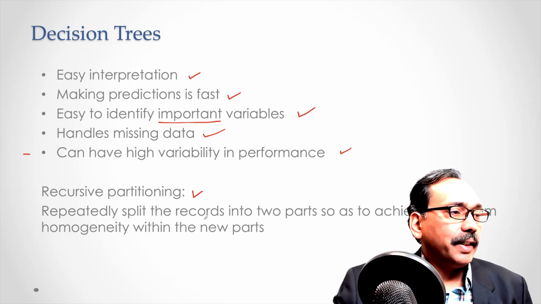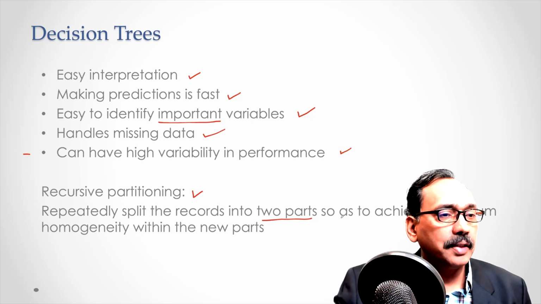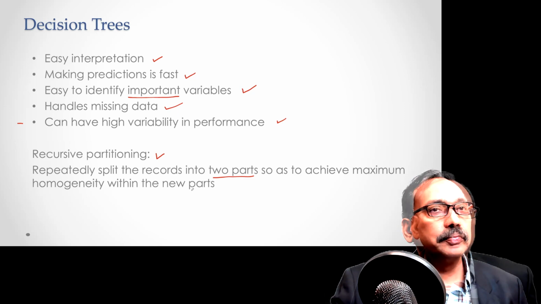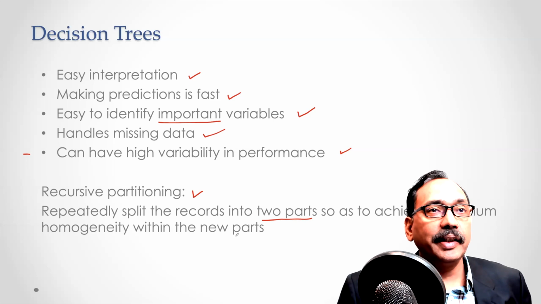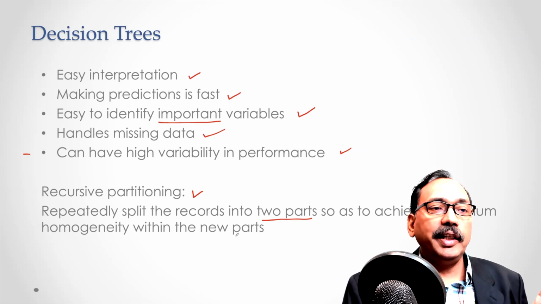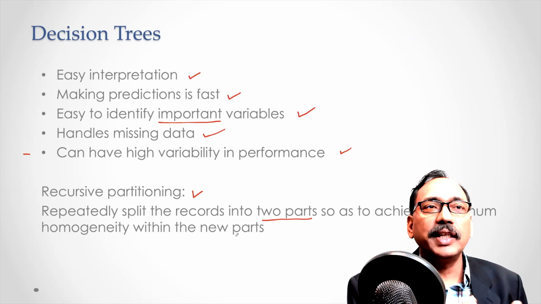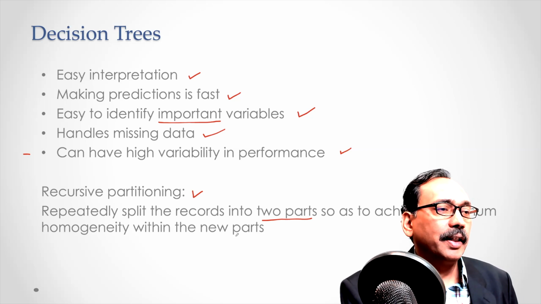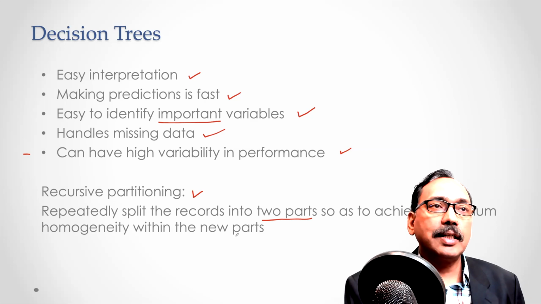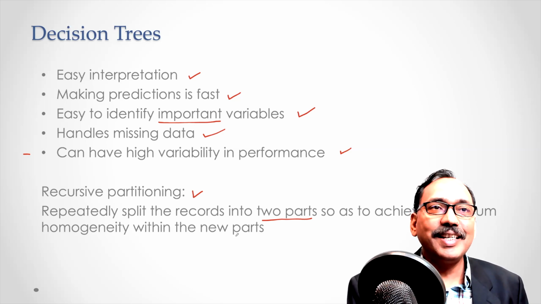So repeatedly split the records into two parts so as to achieve maximum homogeneity within the new parts. Probably some of you may have played a game at some point in your life where there are two teams, and one team writes the name of somebody who is very popular, could be a celebrity, and then the other team has to guess that name. And the way it works is the other team is going to ask questions in such a way that the answer is going to be either yes or no. So there's only two possibilities.